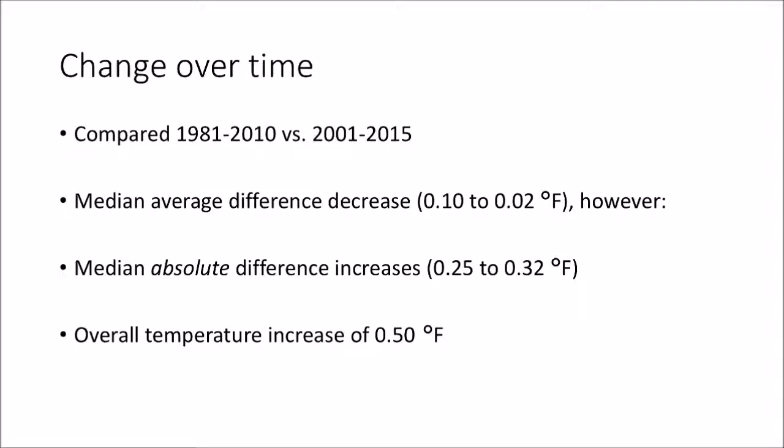Then the last thing I wanted to do was to try to put this into the context of anthropogenic global warming, the change in temperature, the increase in temperature over time. So the last thing I did was a comparison of the difference between methods for 2 periods: my base period of 81 to 10 versus the most recent 15 years, 2001 to 2015. Obviously not ideal, and this is a smaller time period, and there's some overlap here.